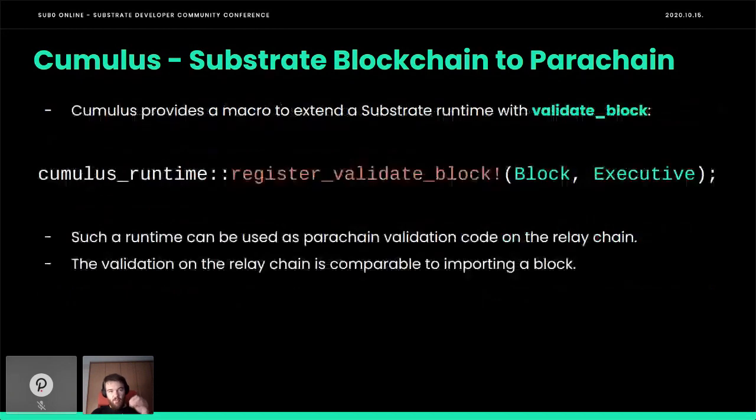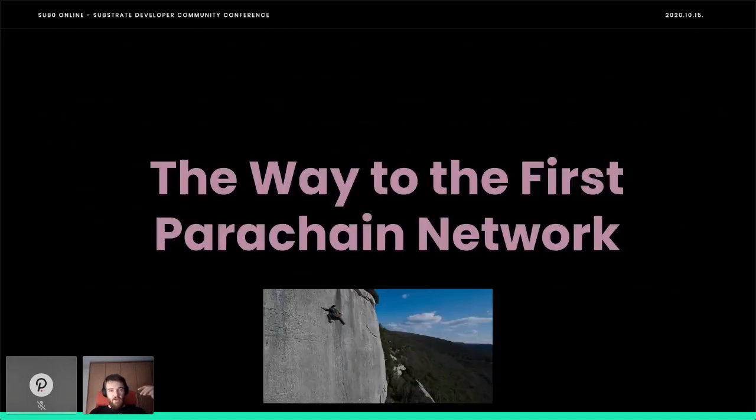And Cumulus provides you with a macro for your runtime that extends your Substrate runtime with this validate_block function, so that in the end you will use the same runtime for building blocks and for validating them on the relay chain side. And so the validation can be compared to importing the block, with some special bits around setting up the state. So that was it about Cumulus.